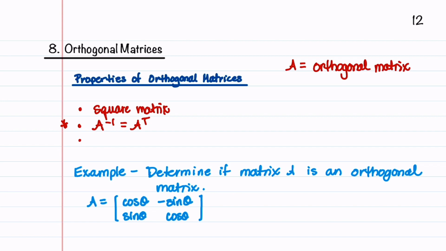Another way of saying A inverse is equal to A transpose is if we multiply on the left by A, we get A transpose A is equal to the identity, because A times A inverse is equal to the identity. We're going to use the property that I starred to determine if a matrix is an orthogonal matrix.